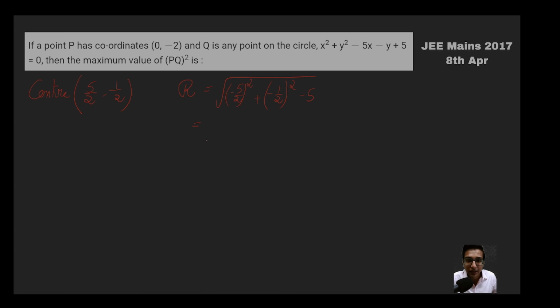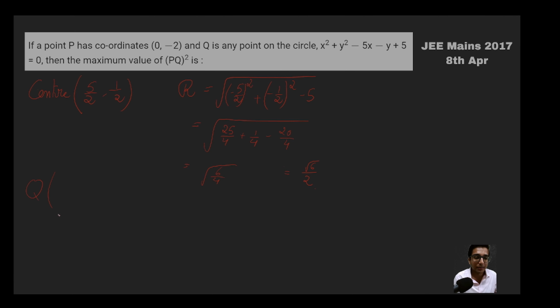So what do we find our radius of this circle to be? It becomes root under 25 by 4 plus 1 by 4 minus 5. Or I can write this 5 down as taking 4 as the LCM, I can write this down as 20. So what do we get from here? We get our radius to be root 6 by 2.